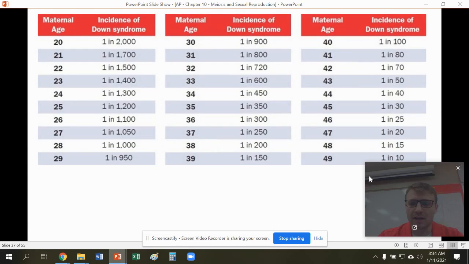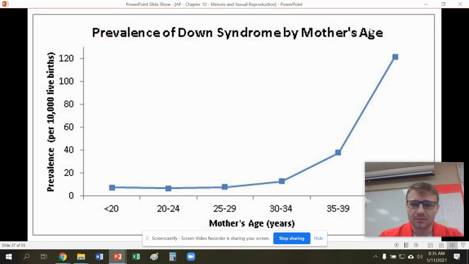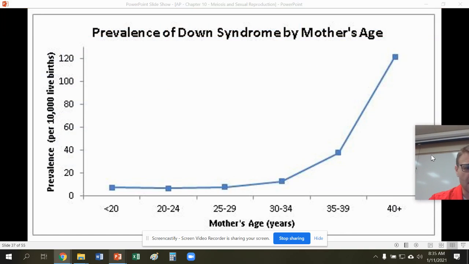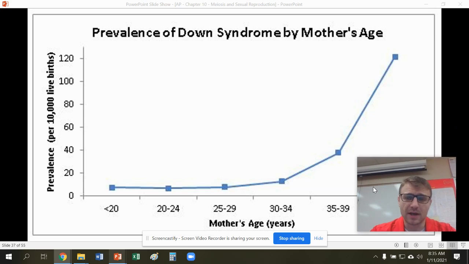One of the things I talk about in class is as women get older, they have a higher risk of having somebody with Down syndrome. But I try not to scare students and say, hey, make sure you have a kid early. No, no, no. It's just that you have to be cautious with this. My mom had me when she was 40, and there is an increased risk, but it's nothing to be really concerned about until after 40, and then your doctor and you will make that decision going forward. You can see here again, as you increase in age after 40, it really dramatically increases.